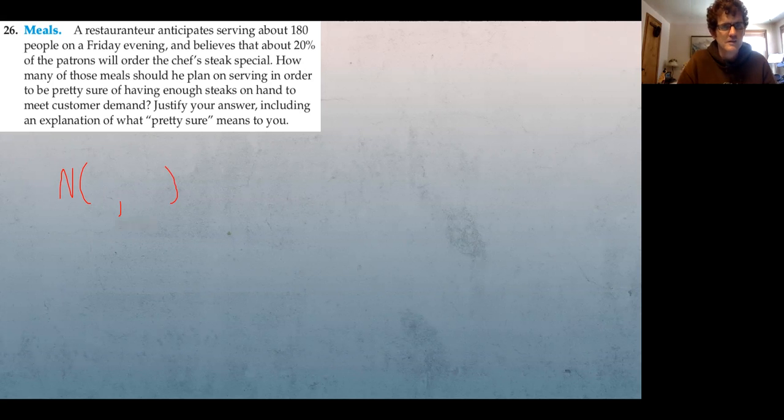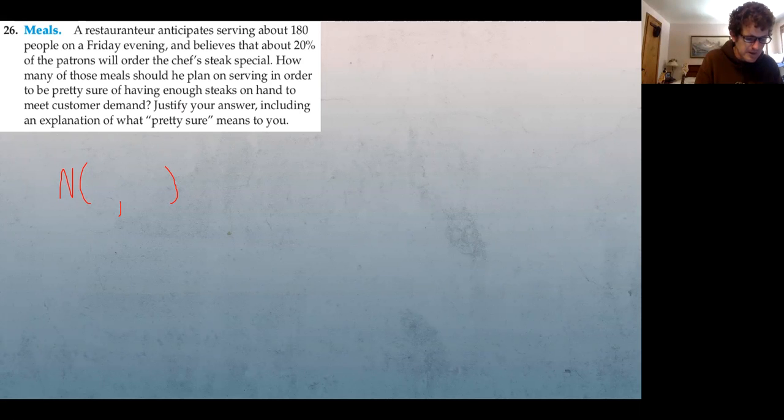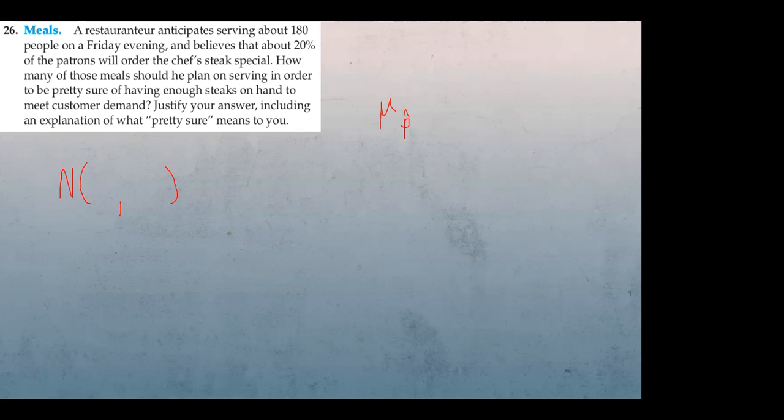So I put up a little bit of a hint on the screen in case you need help stimulating your thought process. We are finding the mu with the p hat. What is that called again? Yeah, okay, good. It's the mean of the sampling distribution of sample proportions. Yeah, that's the word.